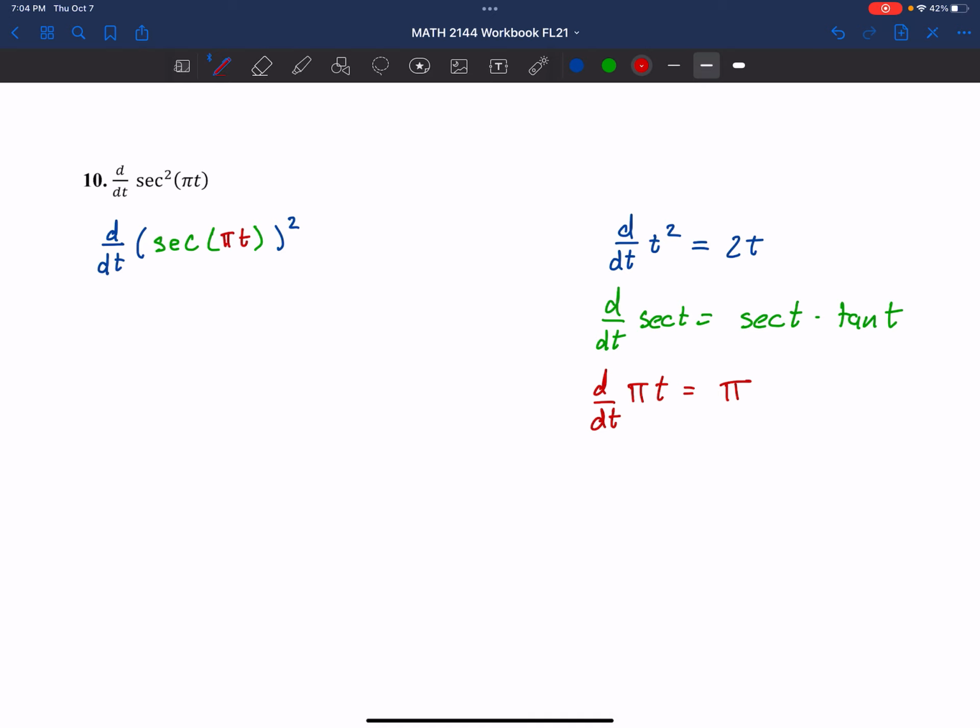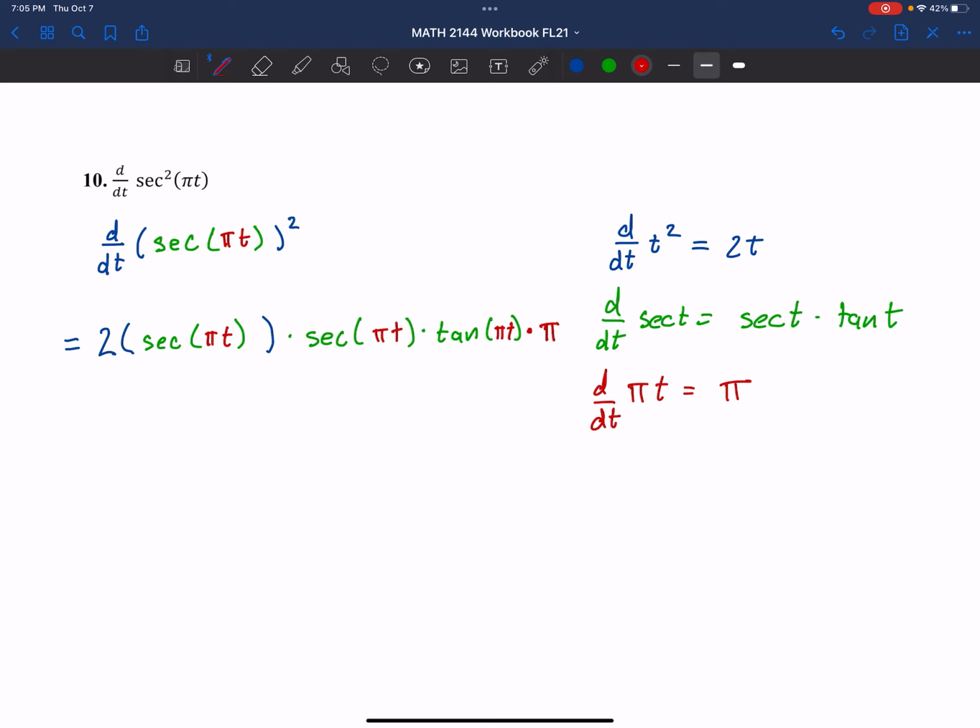So with inventory taken care of, I'm going to go ahead and just apply the chain rule multiple times. So the 2 comes down in front. So that's the derivative of the outer. Leave the inside alone. Derivative times the derivative of the inner. So the derivative of secant is going to be secant times tangent. But remember to leave the inside alone. So pi t, pi t. And then lastly, multiply it by the derivative of the innermost, which is pi.